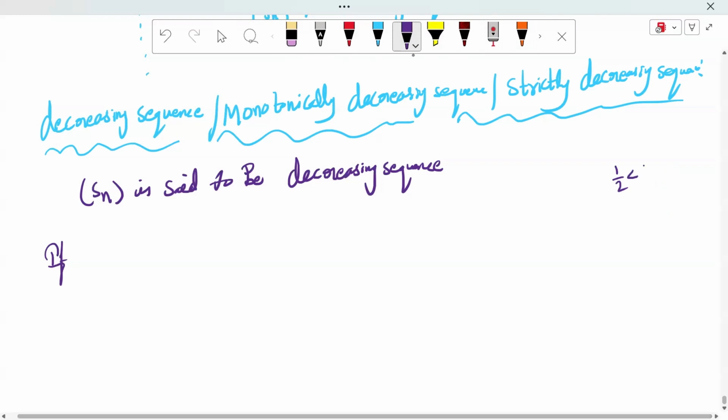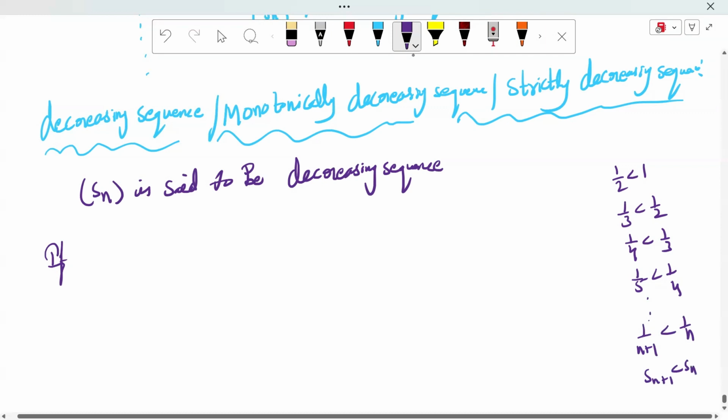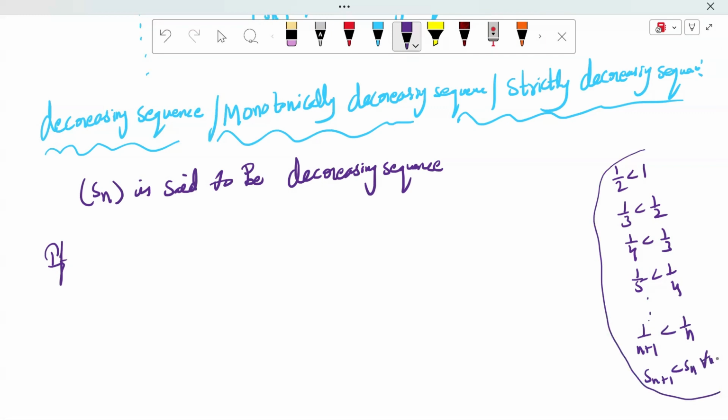1 by 2 is less than 1. 1 by 3 is less than 1 by 2. 1 by 4 is less than 1 by 3. And 1 by 5 is less than 1 by 4, and so on. 1 by n plus 1 is less than 1 by n. It is nothing but Sn plus 1 less than Sn for all n. So it is nothing but a decreasing sequence.